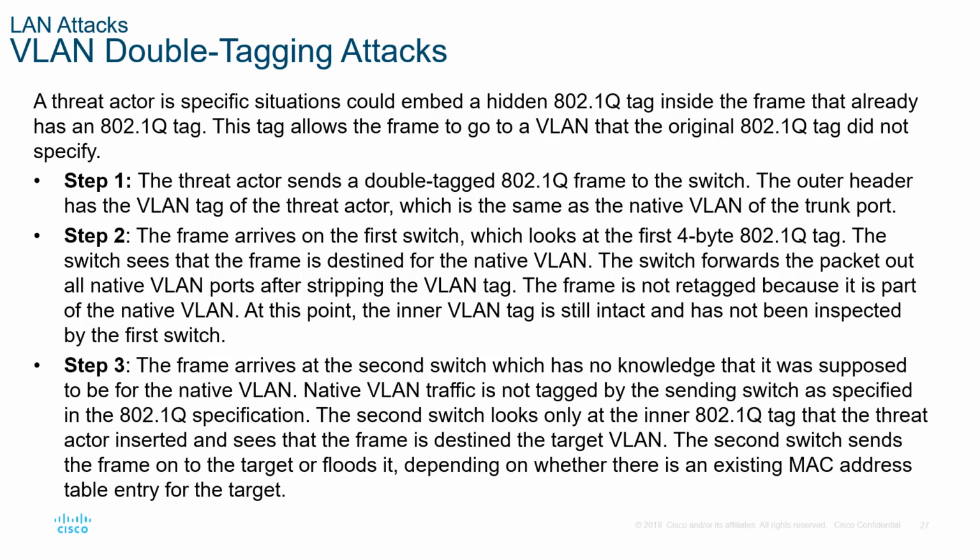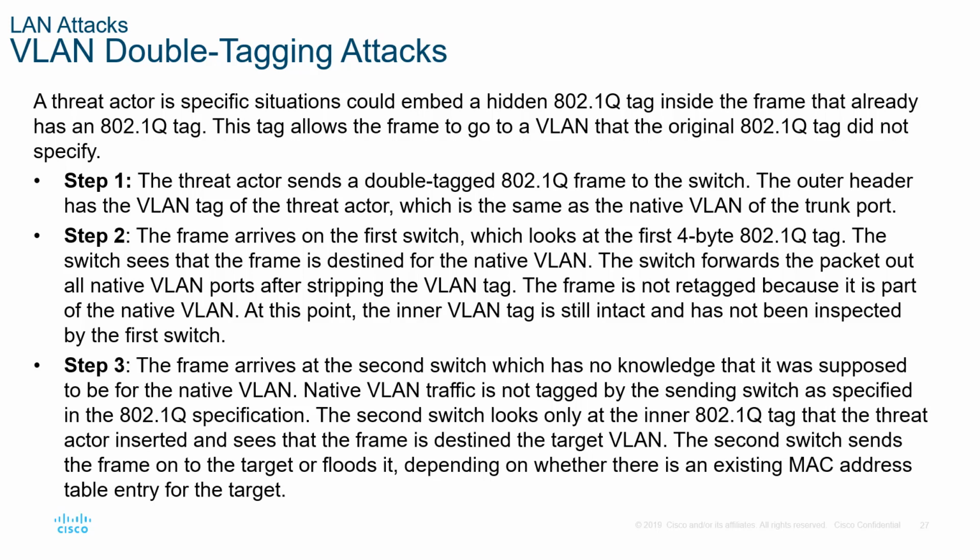So the frame will arrive on the first switch, which will look at the first 4 bytes of the 802.1Q tag. The switch will see the frame is destined for the native VLAN. It will forward it appropriately. However, after the VLAN port strips the VLAN tag away, the frame is not retagged because it's part of the native VLAN. So at this point, the inner VLAN tag is still intact and wasn't inspected.